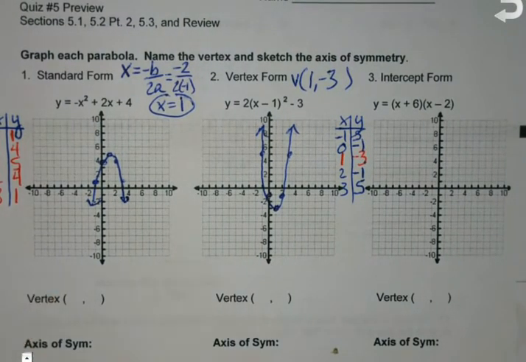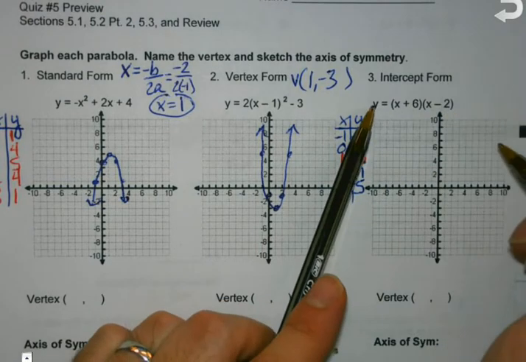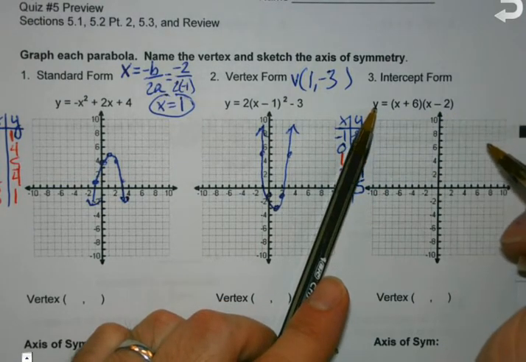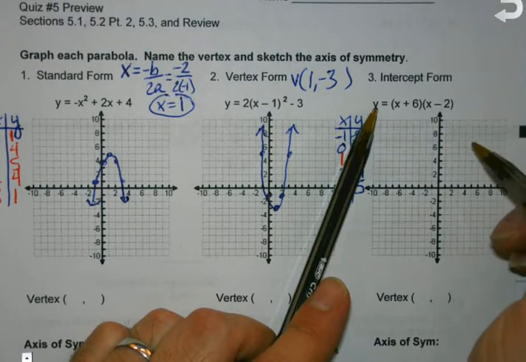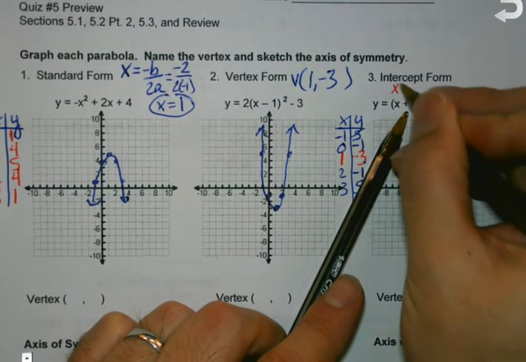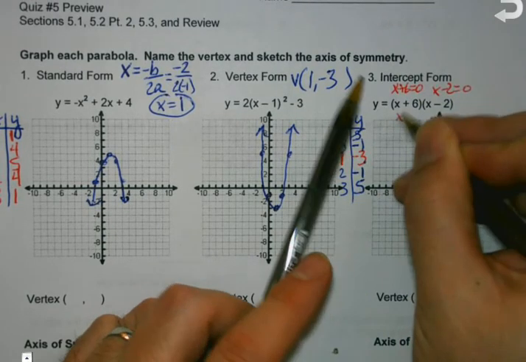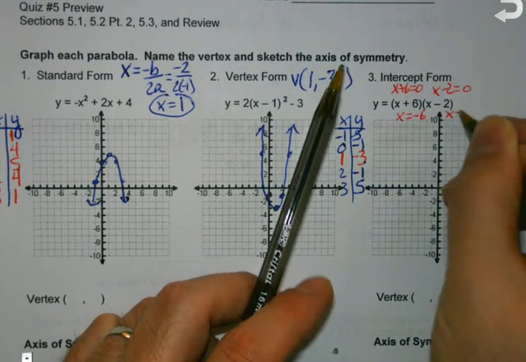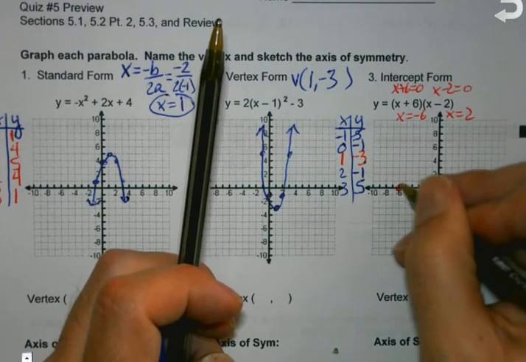Intercept form. What are my two intercepts going to be on this one? How would I find them? If this was factoring and I replaced this with 0, what would you tell me to do? Right. I'm setting these each equal to 0. So if I set these each equal to 0, I get x is -6 and x is 2. So I'm going to plot those 2 points.